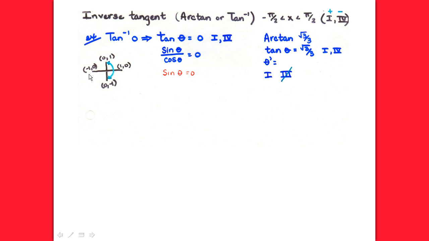Well, think about your domain. Your domain is only between negative pi over 2 and positive pi over 2. It's only this side over here. So it can't be pi because that's not within the domain. It has to be 0.